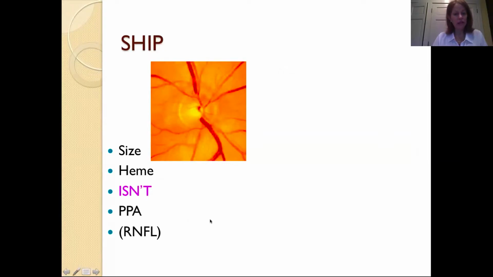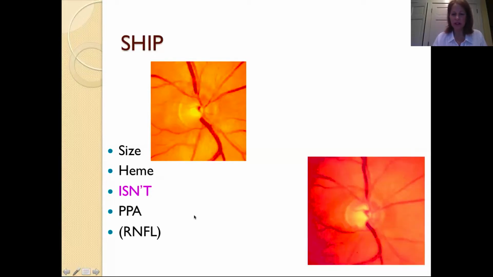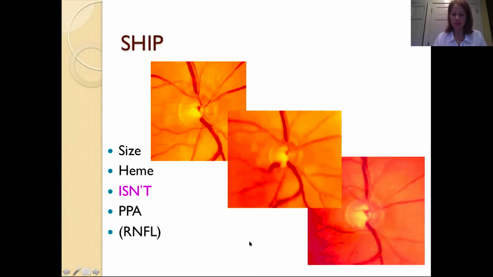Here we want to again look for rim tissue. Here we have robust rim all around, nice healthy rim, and here we have that notch. And again, we had that disc hemorrhage in between.